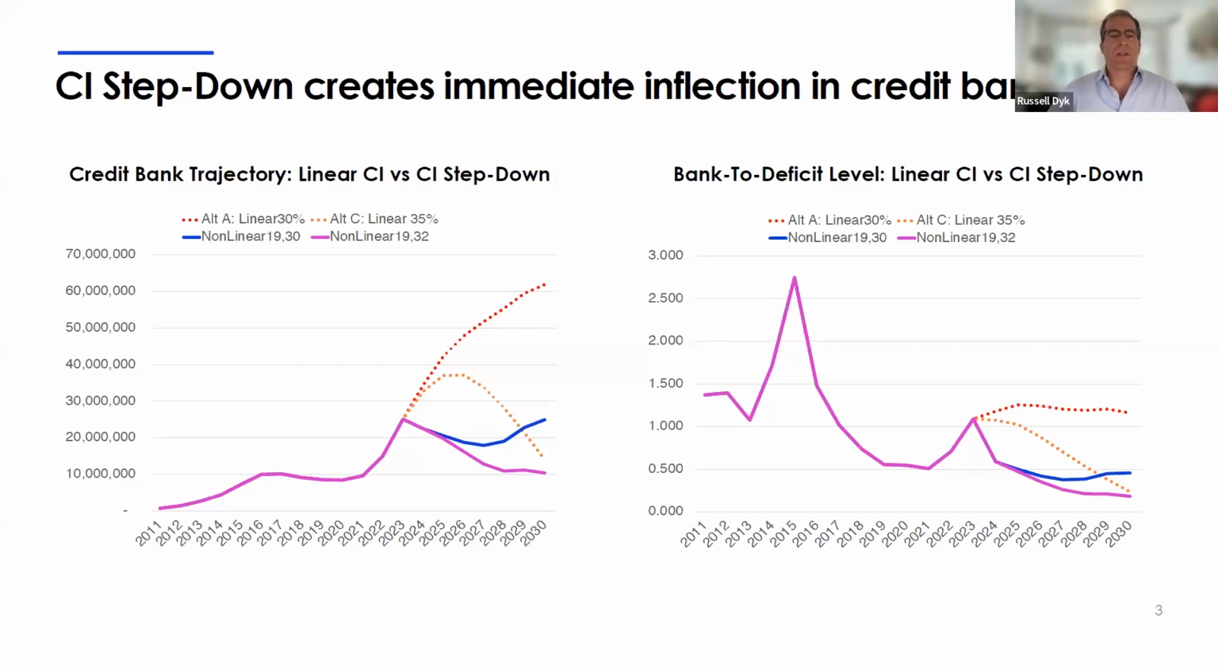So focusing now on the left-hand chart, which again shows these scenarios and their impact on the absolute size of the bank, there are really 4 key takeaways. The first takeaway is that the linear 30% scenario results in an increasing level of the bank throughout the rest of this decade. The second key takeaway is that the linear 35% scenario results in a level of the bank that is rapidly decreasing by the end of this decade.